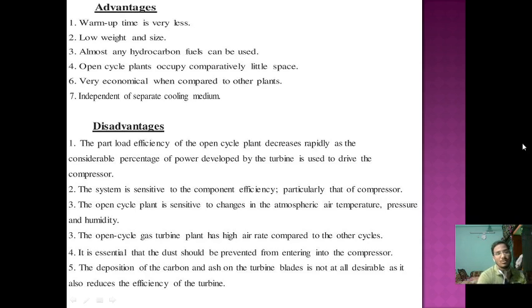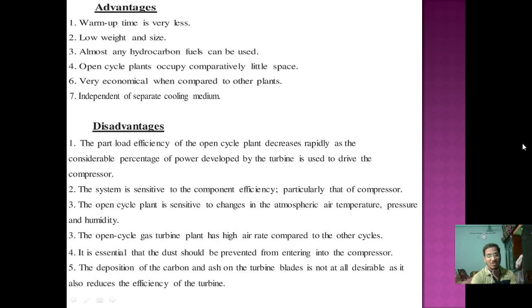If the gas is compressed properly, only then will the energy be produced. The open cycle plant is very sensitive to changes in atmospheric air temperature, pressure and humidity, because it's open, not closed. The open cycle gas turbine plant has a higher air rate compared to other cycles, because the open cycle gas turbine is open, and it produces a higher air compressor gas flow compared to the other cycle.